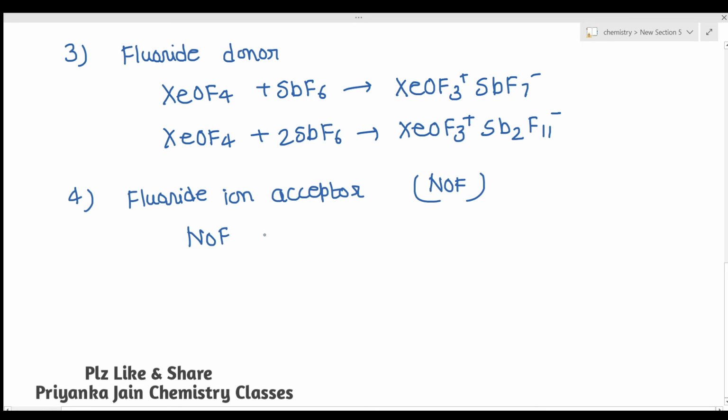NOF can act as the fluoride donor. So XeOF4 will accept the fluoride ion and it will form NO plus XeOF5 minus. Okay, here it is acting as the fluoride ion acceptor. Now we will have to see the structures of XeOF5 minus, XeOF3 plus and XeOF4.